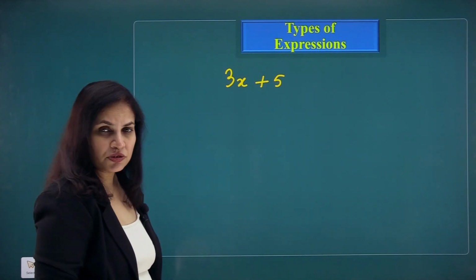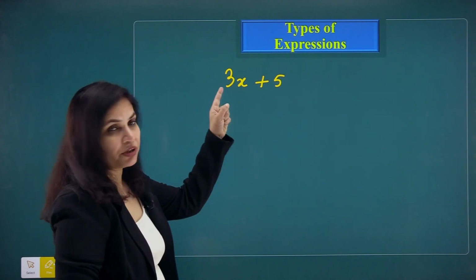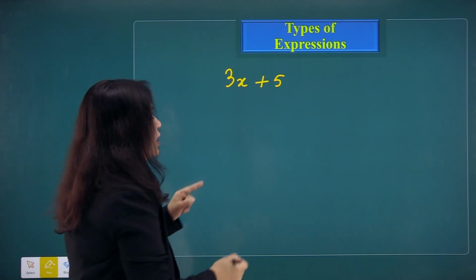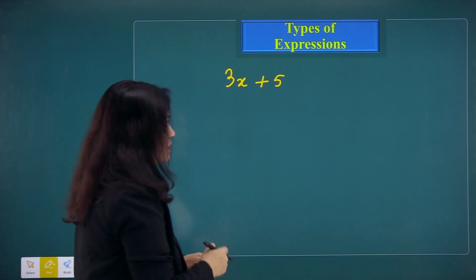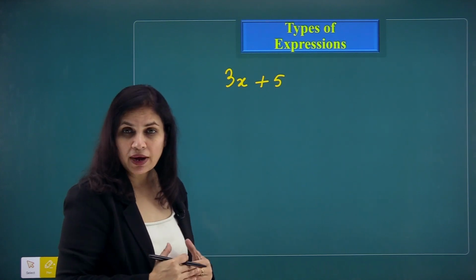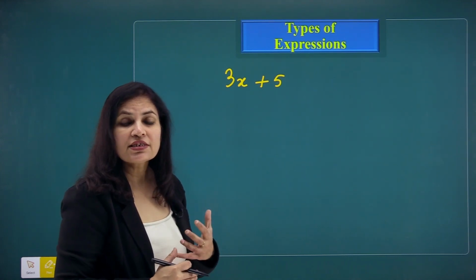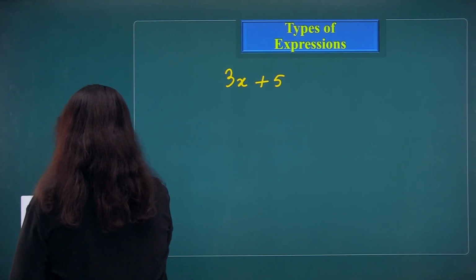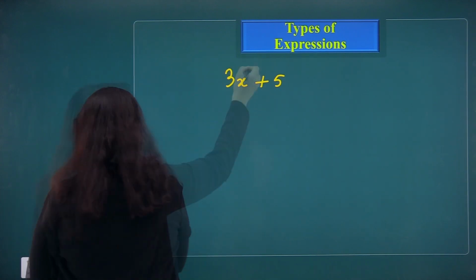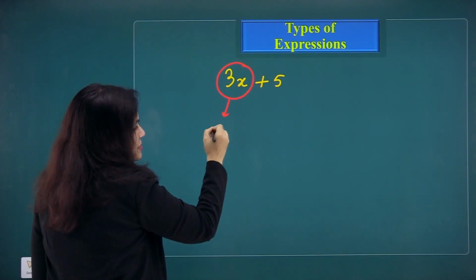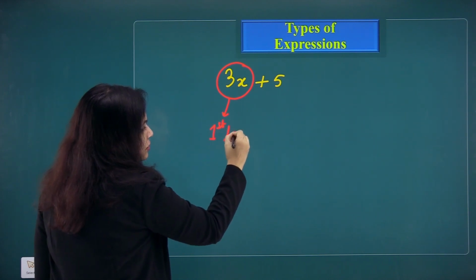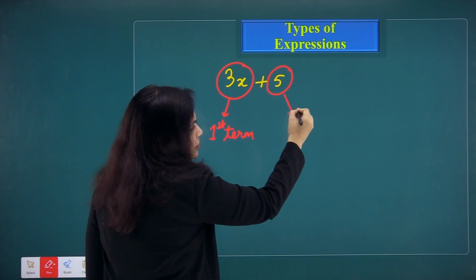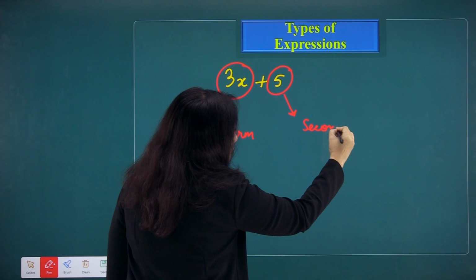It's an algebraic expression because it's a combination of a variable and a constant, and the sign in between is plus. So whenever we have a plus or minus sign between two numbers, it separates an algebraic expression into terms. So here the first term of the expression is 3x. 3x is the first term of the expression and 5 is the second term of the expression.